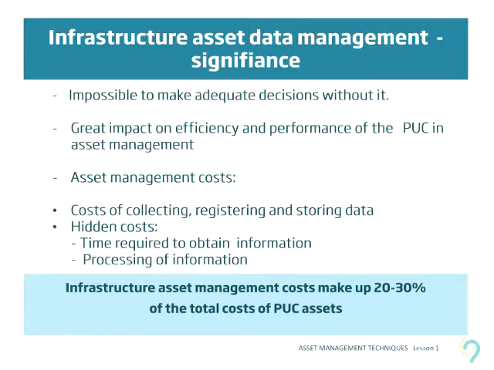On the other hand, asset management represents a certain cost for the PUC. Apart from data collection, registering, and storing, there are some hidden costs as well. These costs can be expressed as the time required to obtain necessary information, processing of information collected from various sources and in various formats, repetitive activities which occur due to diverse needs of different beneficiaries and business processes. The obvious, predictable costs make only 20 to 30% of the total asset management costs.